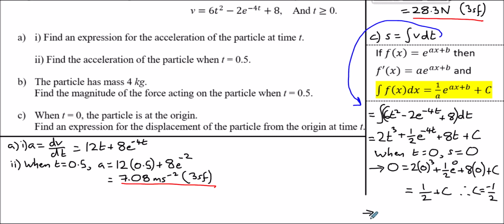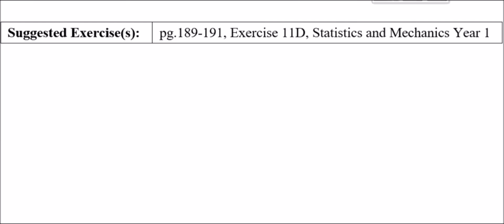So the expression for the displacement is s equals 2t cubed plus a half e to the minus 4t plus 8t minus a half. And so we've finished off this question here, and also given you a glimpse at how you integrate functions of e. So now, as ever, it's over to you.